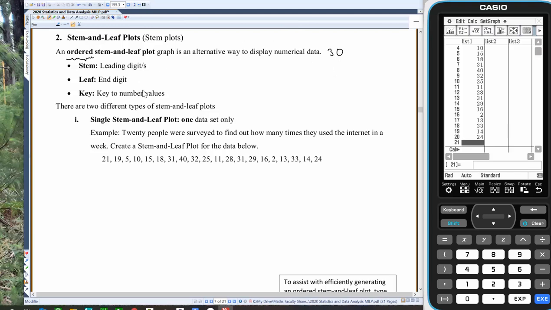The best way to explain what a stem and leaf plot is, is to actually start one. So what we've got here is 20 people surveyed to find out how many times they use the internet in a week. This person used it 21 times, 19 times, then another person 5 times, 10 times, etc. What we usually do is draw 2 lines like that, and that's going to form our stem. And this part here is our leaf. So what I want you to do is pause the video now and type in the data. I've done it already.